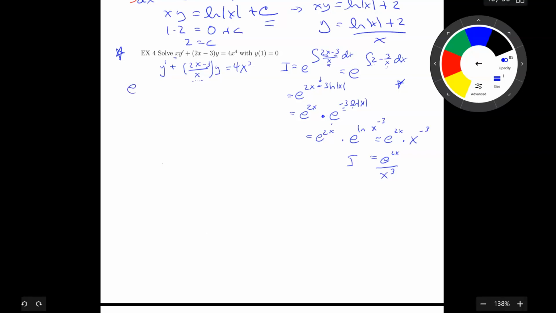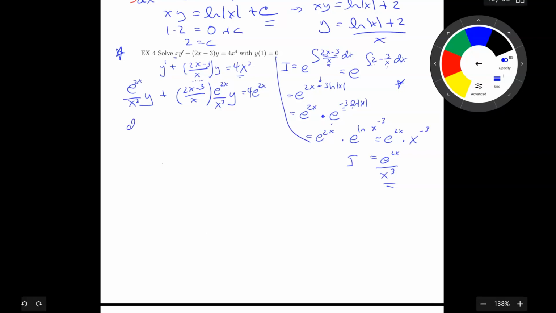So let's do it. So e to the 2x over x cubed y prime plus e to the 2x over x cubed times the coefficient, and then I'm going to cancel the cubes, right? If I multiply this by this, the x cubes will go away, so I'll just be left with 4e to the 2x. Okay. Whew.